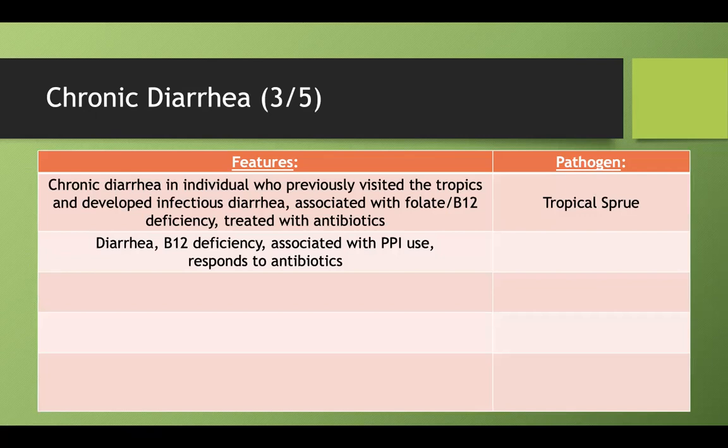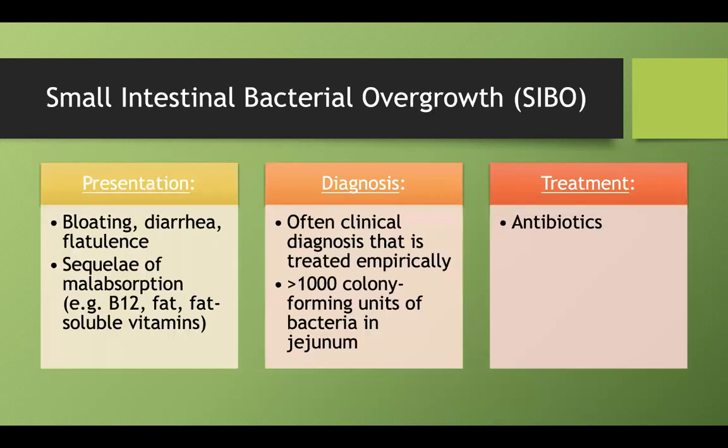If they don't mention those two things, I would be very skeptical in picking tropical sprue. What if somebody had diarrhea and B12 deficiency? This disease is associated with PPI use and response to antibiotics. Kind of a tougher question. I talk about it when I talk about the Schilling test. This is also something you can do a Schilling test on. This is small intestinal bacterial overgrowth, or SIBO. And again, one of the symptoms of SIBO is diarrhea.